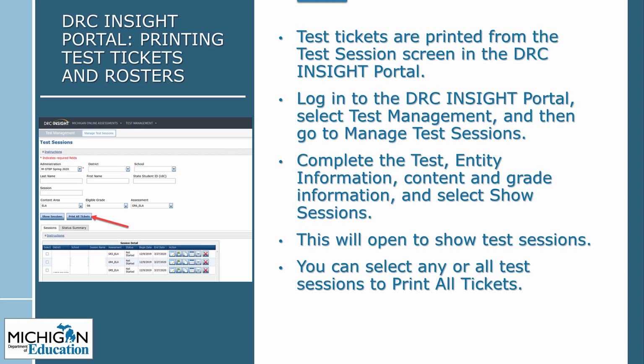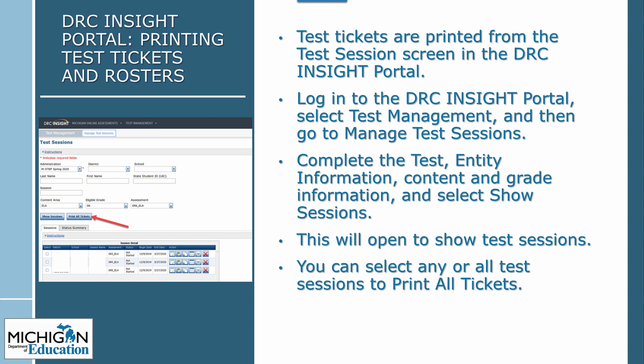Once your pre-ID is done, test sessions are set up and you have assigned all universal tools, designated supports, and accommodations, then you can print your test tickets. A quick reminder, you have to assign universal tools, designated supports, and accommodations before test tickets are generated. If you print your test tickets and then add a support afterwards, the support may not be available when the student logs into test.